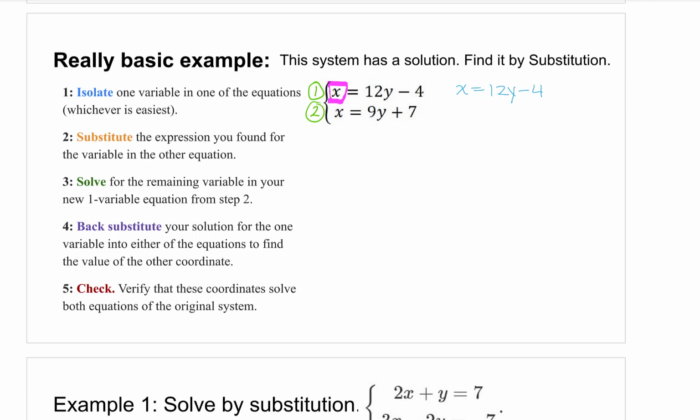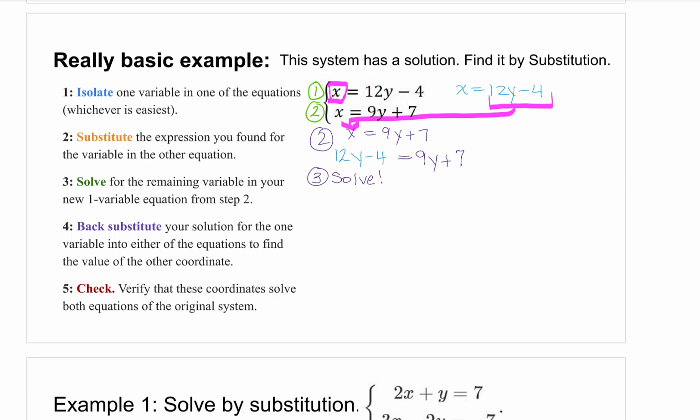My other equation here was the equation x equals 9y plus 7. I'm going to take my expression for x that I found in the first equation, and I'm going to substitute it in for x. So I'm going to write the new equation, 12y minus 4 equals 9y plus 7. That's the substitution step. Now that I've done my substitution step, I have an equation in one variable. So in step 3, I'm going to go ahead and solve that equation.